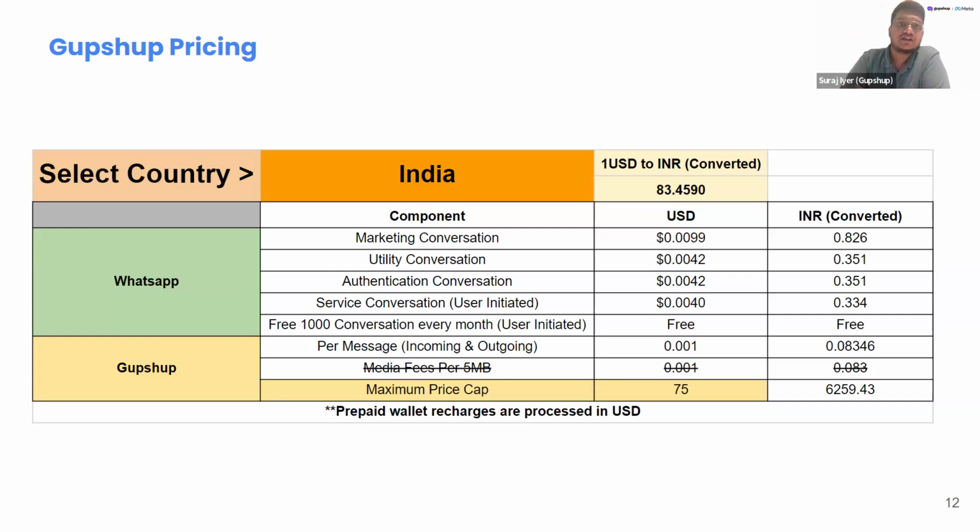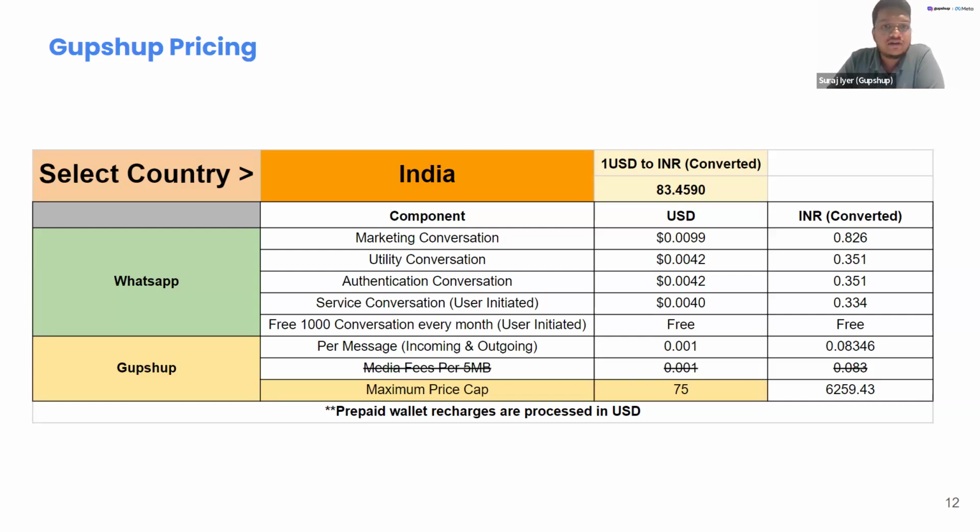There are two major components when it comes to pricing. The first component is the WhatsApp pricing, which is divided based on the different conversations that you initiate. I have also added the INR conversion for the sake of understanding. However, all the debit and credit is processed in US dollars itself. In the case of WhatsApp fees, there are 4 different categories: marketing, utility, authentication, and service. These are the 4 categories available, and the prices are mentioned as follows.